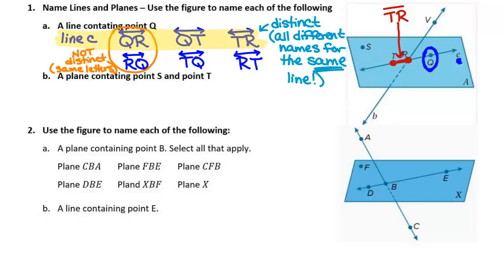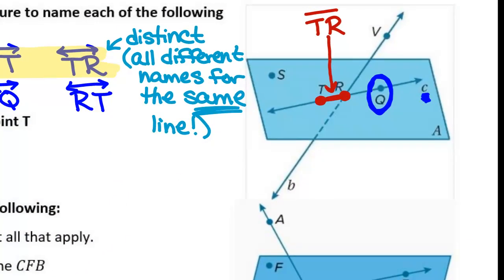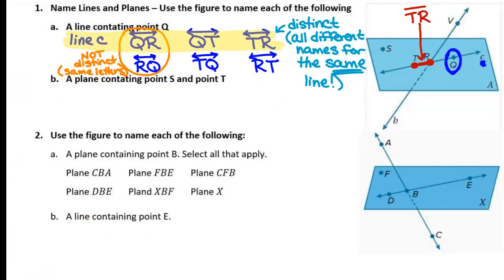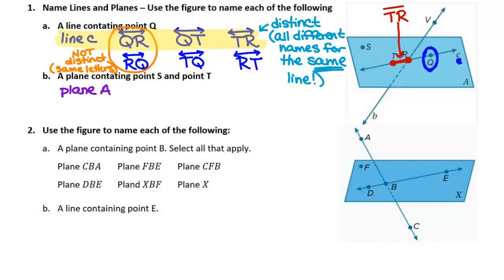A plane containing points S and T. Does anybody see a way that we could name this plane that would be the most simple way to name the plane with a capital cursive letter? Oh, X. Point X? Oh, wait, never mind. That's okay, you were looking at the bottom picture, but you were looking in the right spot. A, yes, plane A. And we know we can name it plane A because A is not a point.